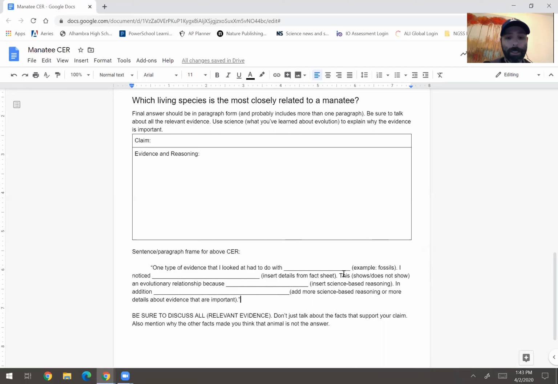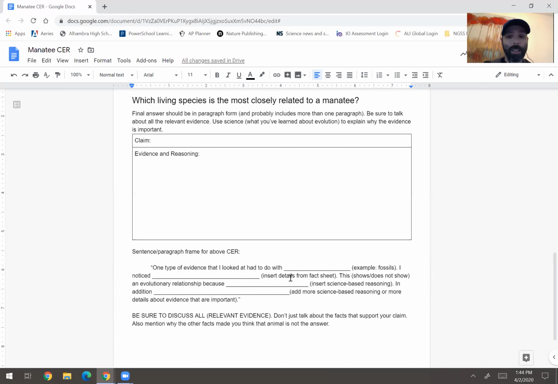So the first thing is that you're probably going to have a paragraph for each type of evidence. So for example, you'd start out by saying one type of evidence that I had looked at had to do with fossils or nails or behavior or whatever it is that you notice that's important, right? So this is kind of like your topic sentence of your paragraph. Then it goes on to say, I noticed something, right? This is the thing that you noticed. This is the evidence that you think is important.